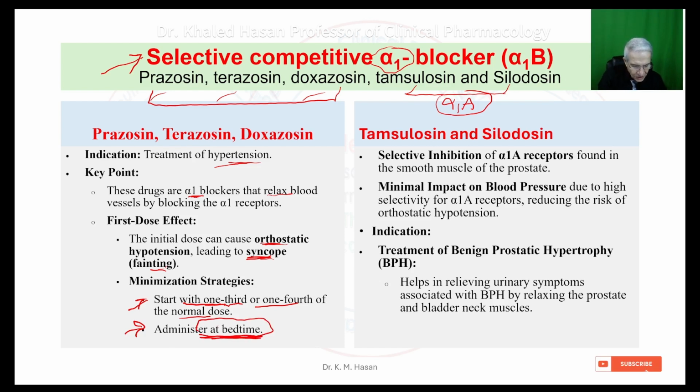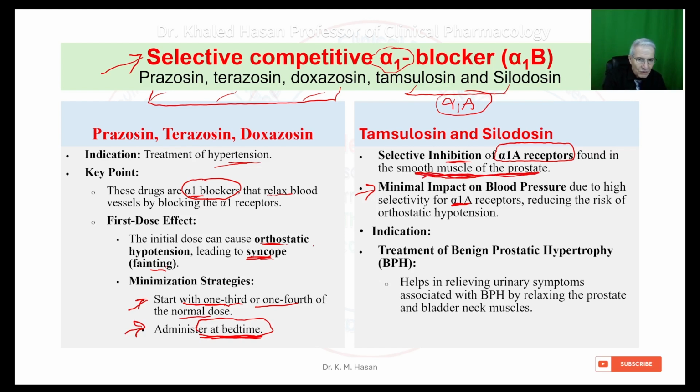The second group of medications also belongs to the alpha-1 blockers. We have tamsulosin and Silodosin, which block the alpha-1A receptor. As you can see here, this group of medications is more selective. The first group only blocks alpha-1, but here we block the alpha-1A receptor. This will minimize the effect on blood pressure, because alpha-1A is mainly available in the bladder and the smooth muscle of the prostate.